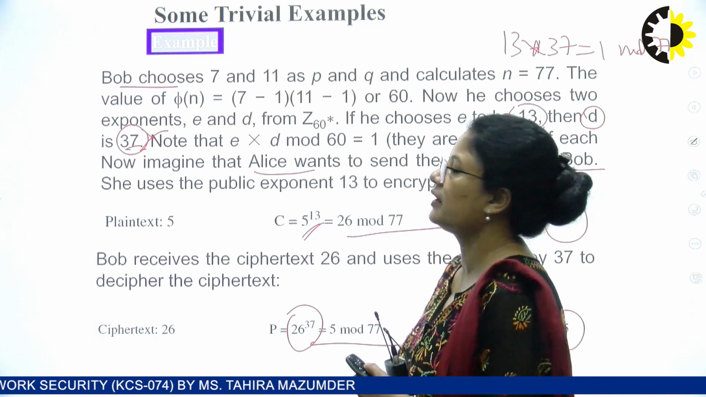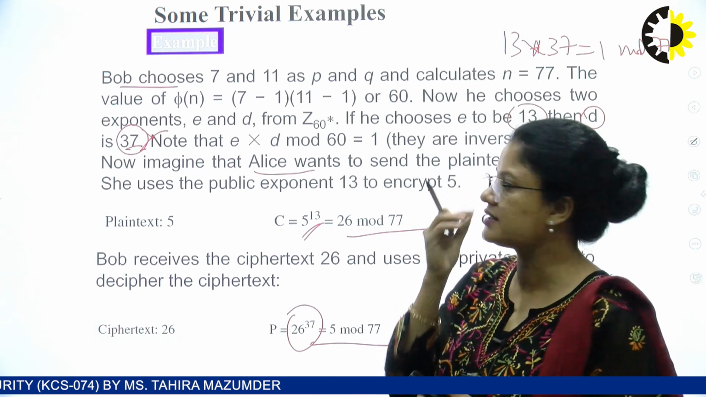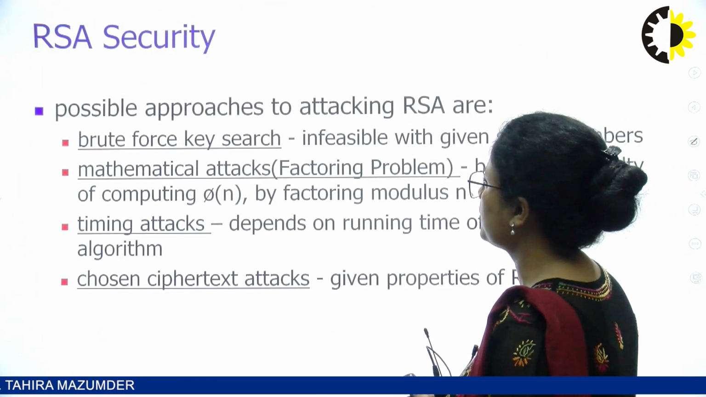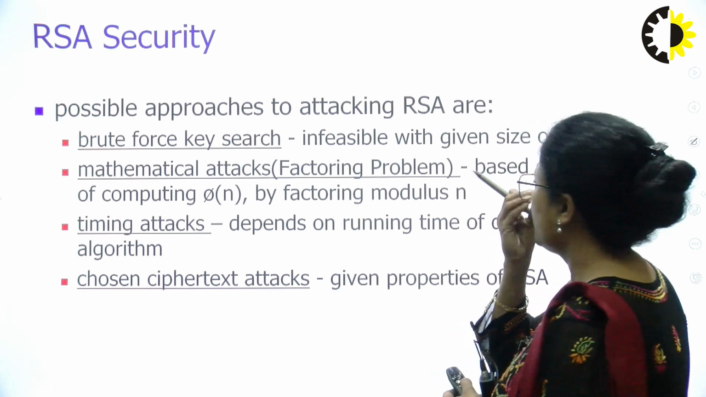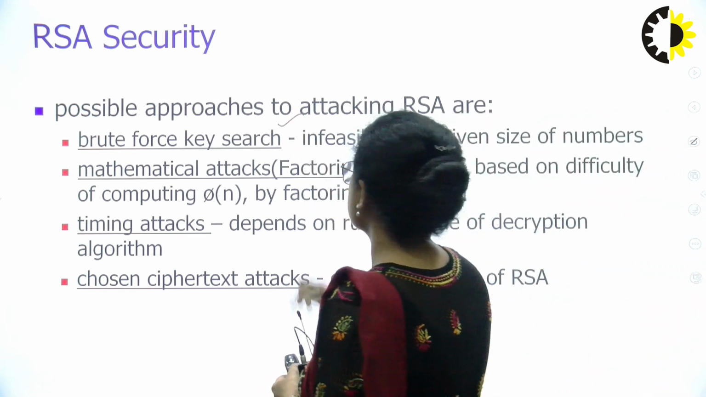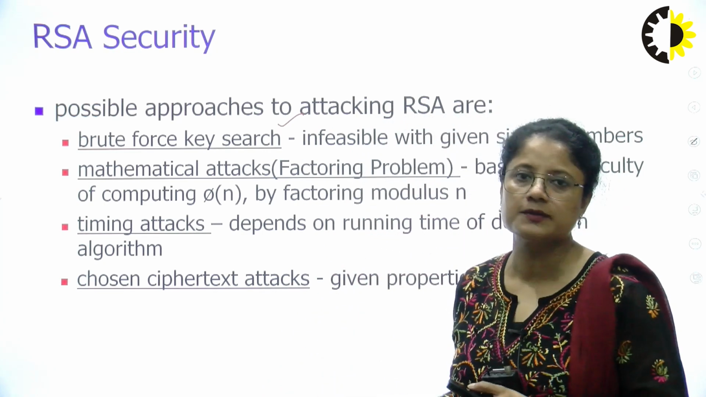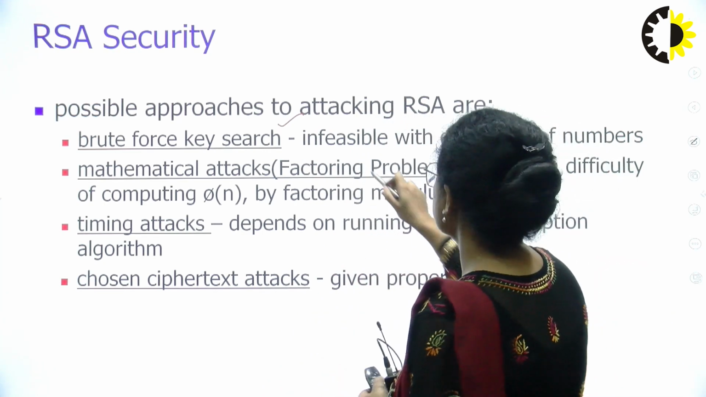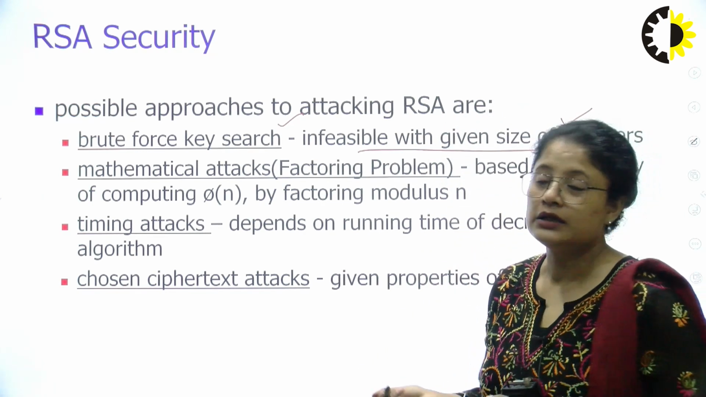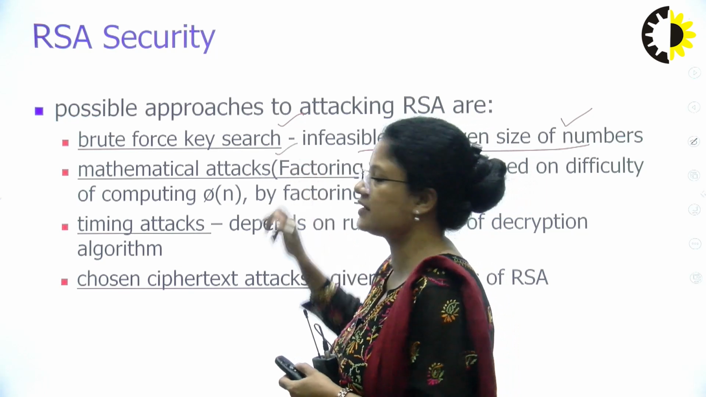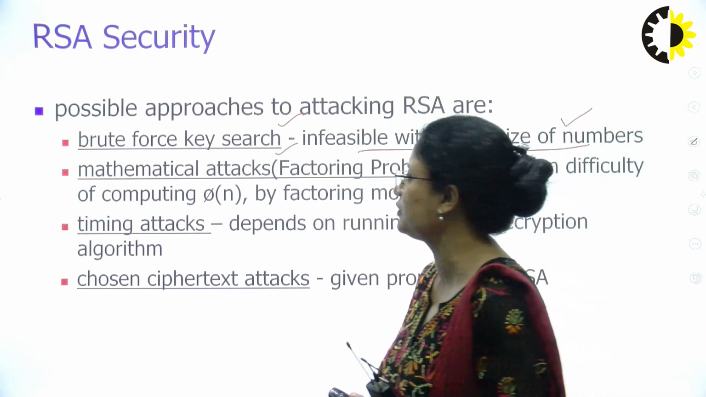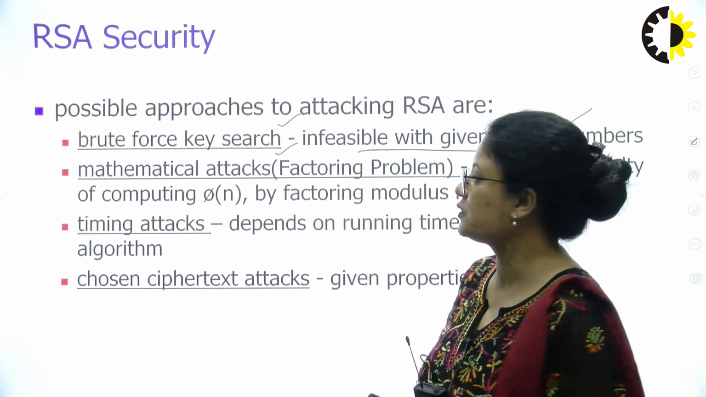Encryption and decryption can be done at the sender's and the receiver's end. These are some of the issues in the case of RSA security. These are some of the possible approaches to attacking RSA, like the brute force key approach, where brute force means trying out all possible combinations. It is practically infeasible with the given size of numbers. The brute force approach has almost exponential complexity, so the time requirement is very high. So it's not possible to make a brute force attack.